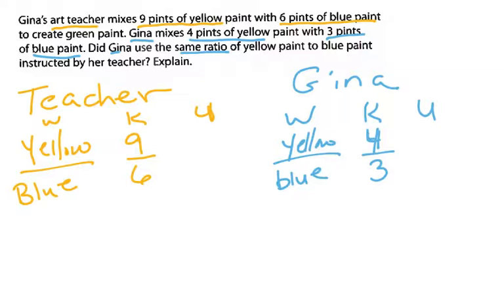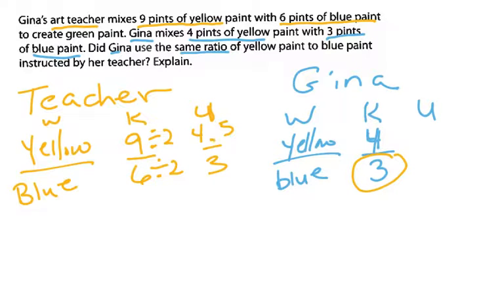So I'm going to come over here to the teacher side, and I'm going to divide 6 by 2 to get 3. Oh, I'm sorry. I said I was going to reduce it, but what I meant was I'm going to make it equivalent to Gina's denominator of 3. Sorry about that. So 6 divided by 2 is 3. And then if I divide 9 by 2, I'm going to get 4.5.